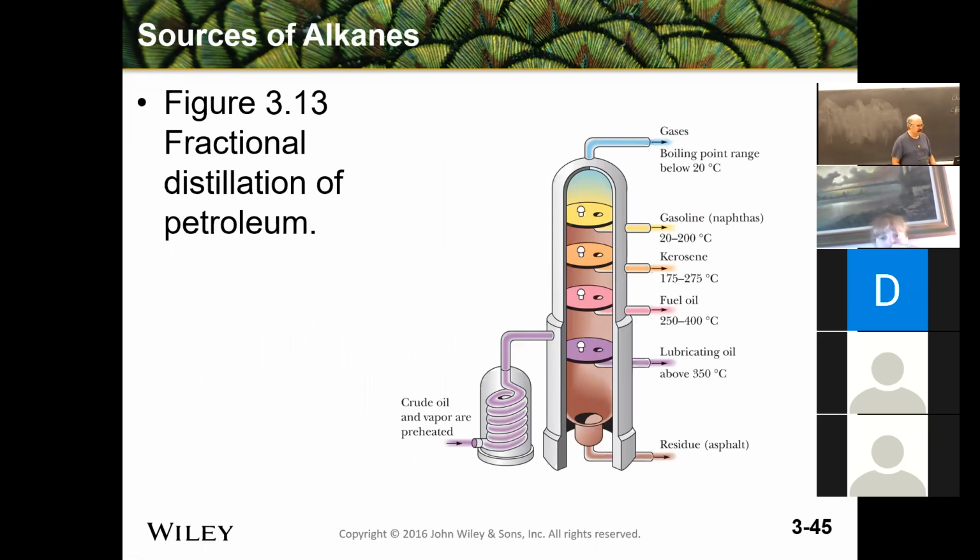This is a fractioning tower. Gases come out the top, and then the different products come out at different boiling ranges. After the gases, we have gasoline, then kerosene, which is higher boiling, then fuel oil, and then lubricating oil.